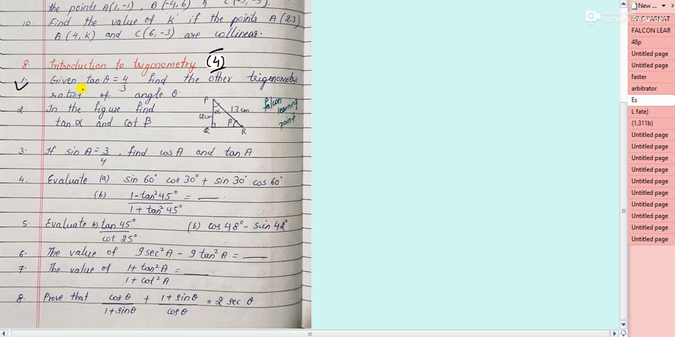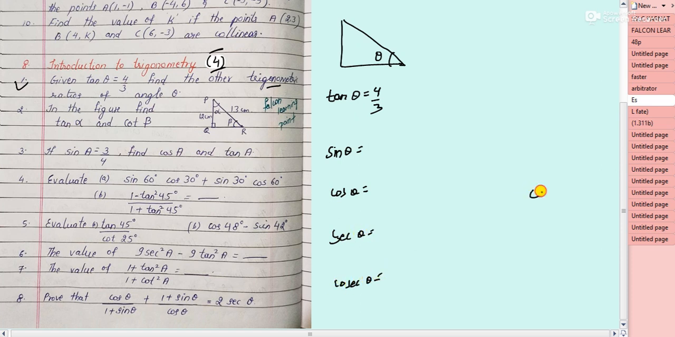Question number 1: given tan theta is equal to 4 by 3, find the other trigonometric ratios of angle theta. So just understand this concept. There is a theta they have given, tan theta, which is equal to 4 by 3. Now we need to find the other trigonometric ratios like sine theta, cos theta, then sec theta, then cosec theta, and at last cot theta. So how are you going to do this?